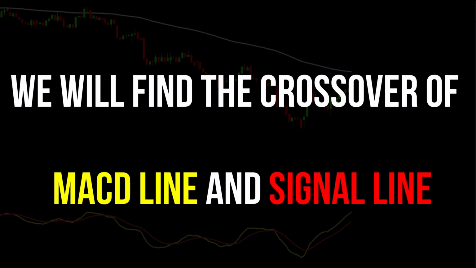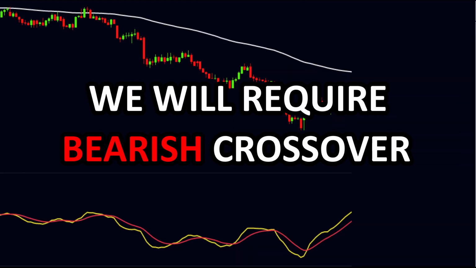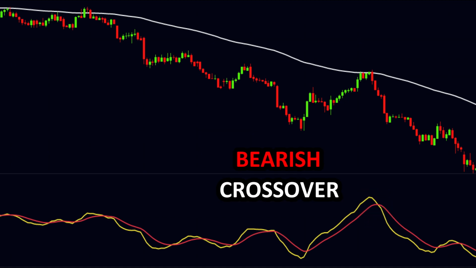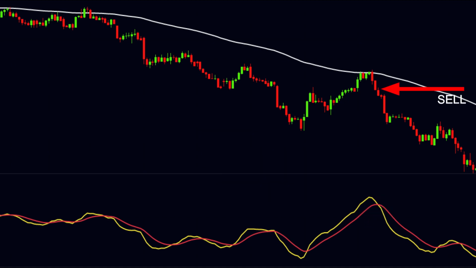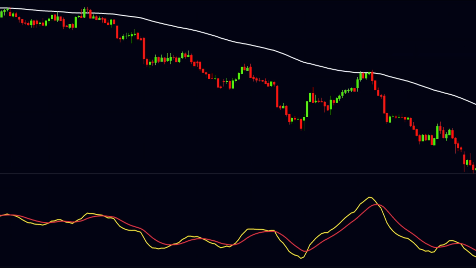We will find the crossover of the MACD line and signal line. This is a downtrend, so we will require a bearish crossover. Here the MACD line crosses over the signal line from upside to downside, so this is a bearish crossover. Thus, we will sell over here. Our stop loss should be above the resistance line, and our target should follow a 2:1 risk-reward ratio. You can see the result. The price gets a reversal after our sell setup, and it goes in a downward move.